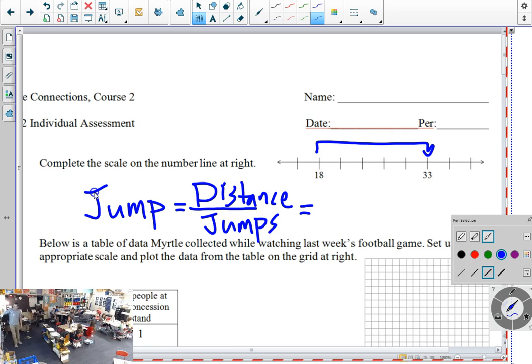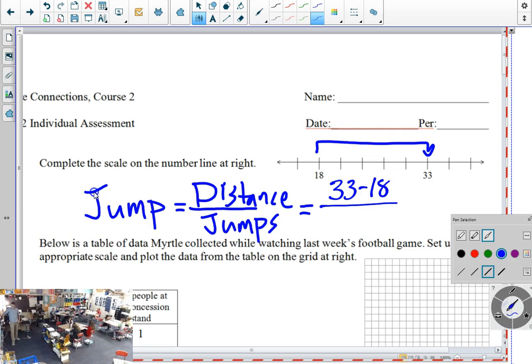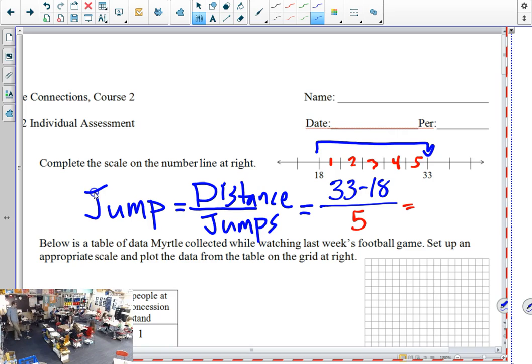So to figure out that distance, we take 33 minus 18. We count how many jumps we have. So 1, 2, 3, 4, 5 jumps. We're going to divide by 5. What's 33 minus 18? 15. The 3 and the 8.